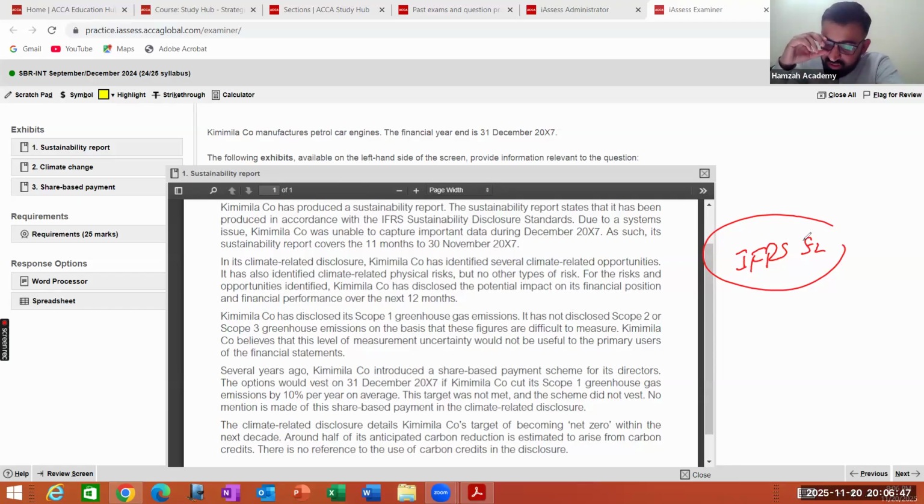Now, scope 3 should also be disclosed if they are affecting this, but scope 1 and scope 2 level disclosure must be disclosed by the K company. The problem is that they disclose only scope 1 and totally ignore the scope 2 and scope 3 disclosure in their financial statement. These are some of the issues which we have here.